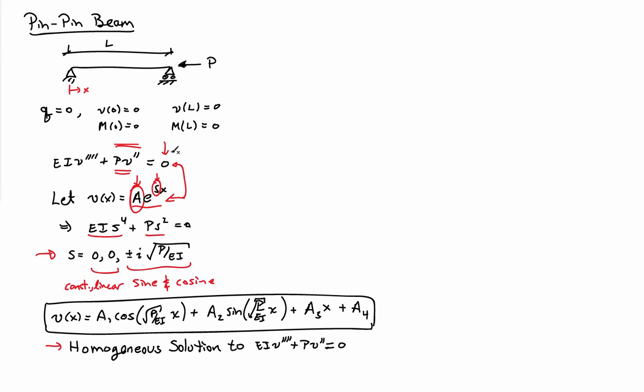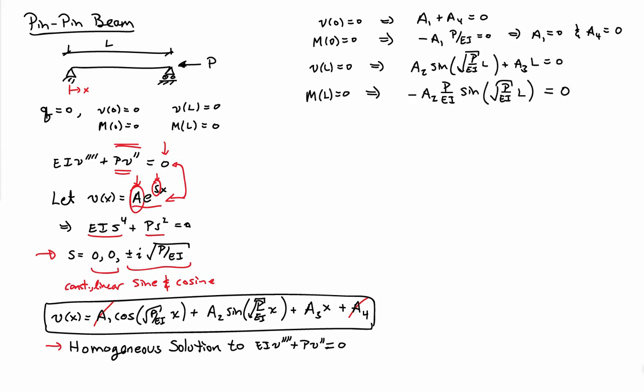Okay, so we can now try and use the boundary conditions to determine what the constants a1, a2, a3, and a4 are. If I look at the boundary conditions at x equals 0, I find that a1 plus a4 equals 0 from the deflection condition. And then the moment condition tells me that minus a1 times P over EI is equal to 0. So that second condition immediately tells me that a1 equals 0, which, if I look back at the first condition, then tells me that a4 equals 0. So a1 and a4 are going to disappear from my solution here.